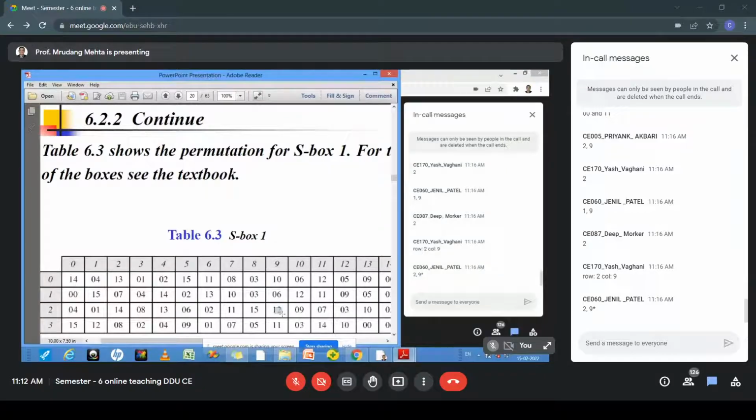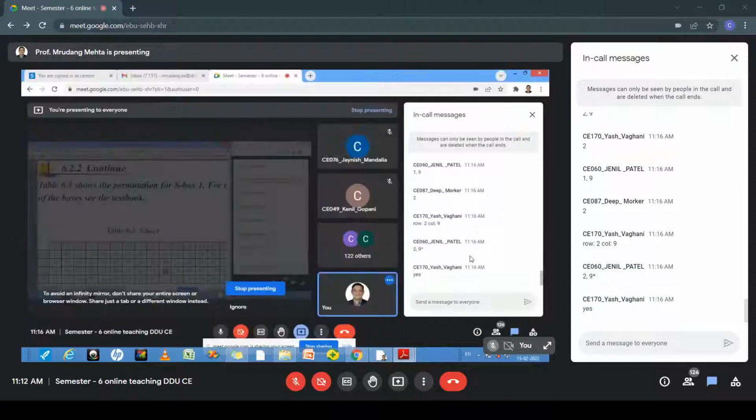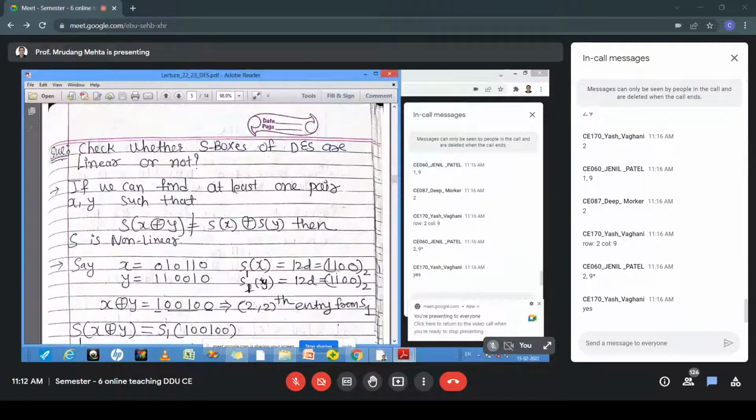Can you see this? 12, right? So we are taking that. So S1Y is also 12. So its equivalent binary is 1100, right? Now what we do, this SX and SY we have found. Now X XOR Y. So this is X and Y.